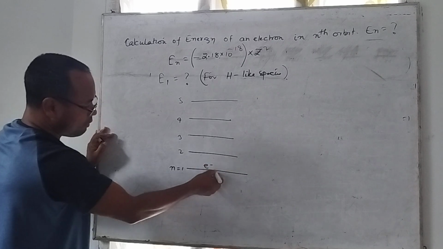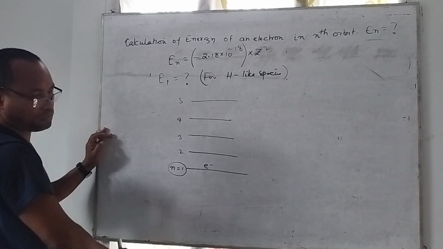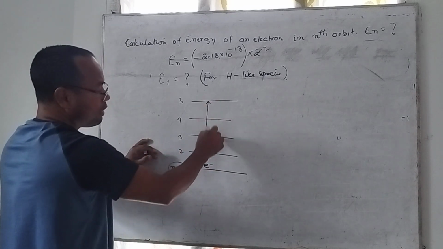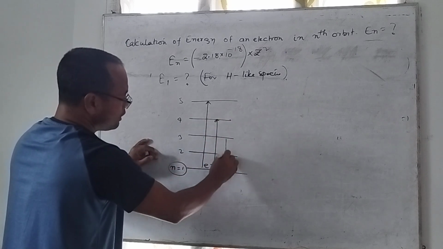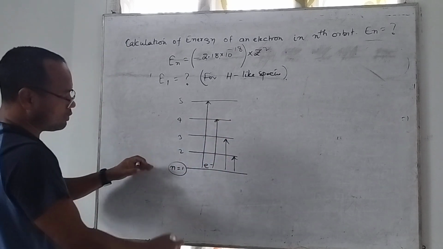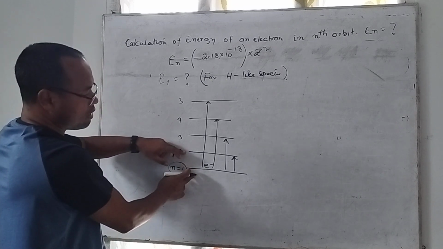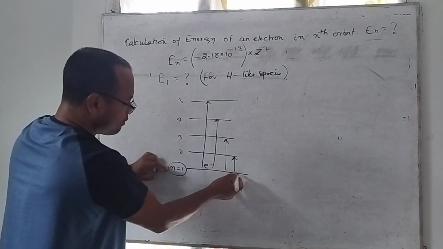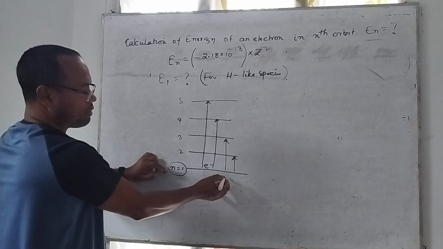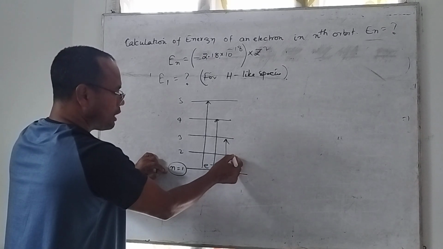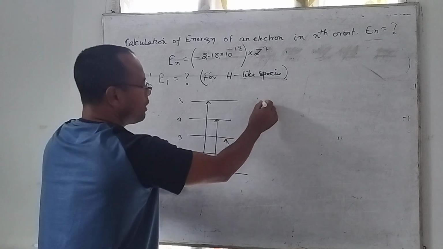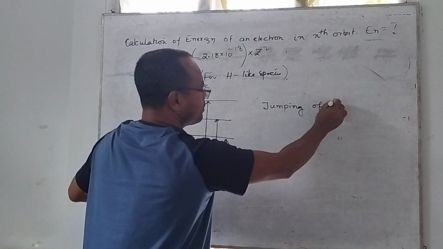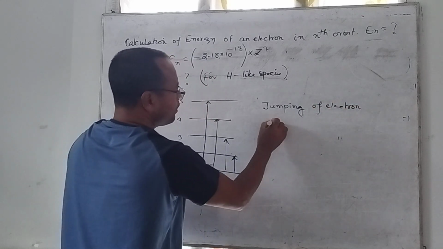One electron from the lowest energy level, let me say n equal to 1, jumps to a higher energy level. It may be 5, 4, 3, or 2. This is the lowest energy level, and these are the higher energy levels, 2, 3, 4, 5, 6. So the electron jumps from the lower energy level to the higher energy level. That is what I write as jumping of electron. Jumping of electron from where?